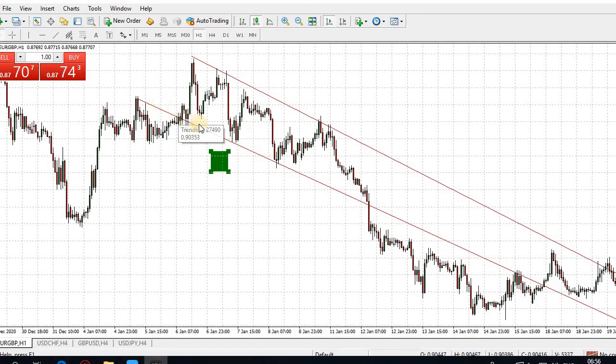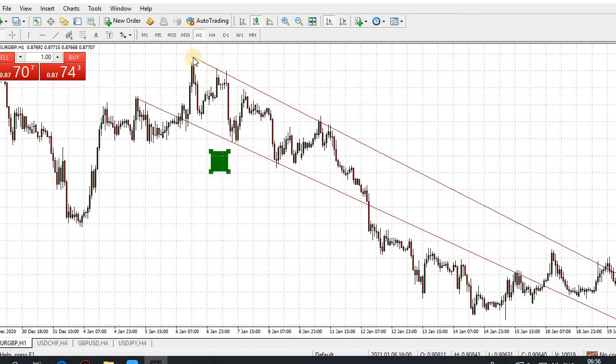So this line is already valid because the market bounced here, and then you can also see it came and bounced here. It retested this line and then went up. So this line is already valid with this 1, 2. You are just waiting for the third one so that you can take a trade.